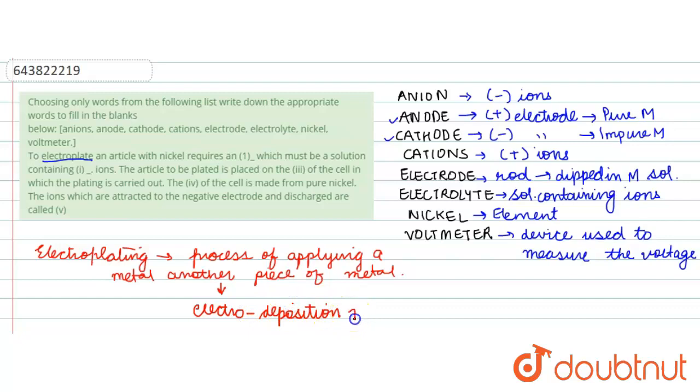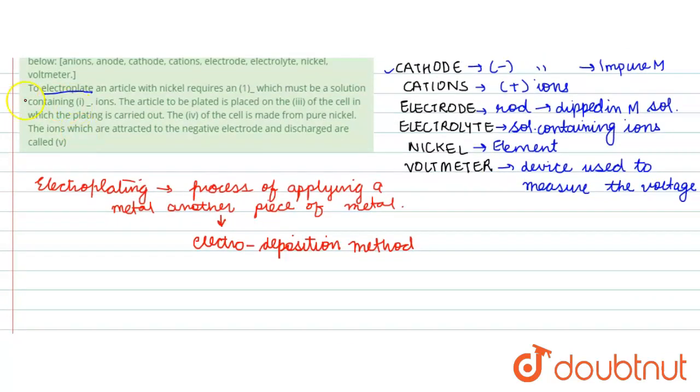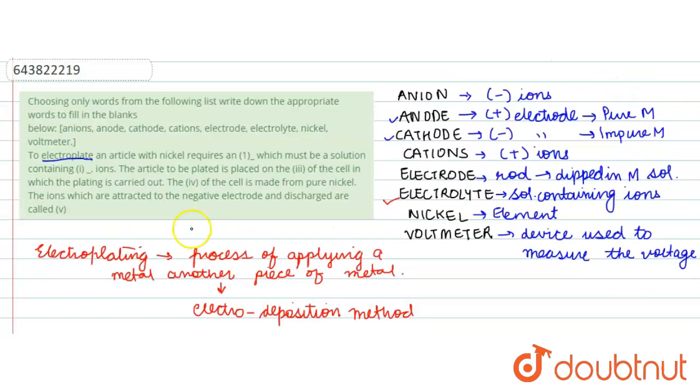Now let us start our paragraph, which says that to electroplate an article, nickel requires a blank which must be a solution containing dash ions. So the first blank has to be filled with a solution. Among the options, which is the solution? That is electrolyte. So our first blank is filled with the option electrolyte.